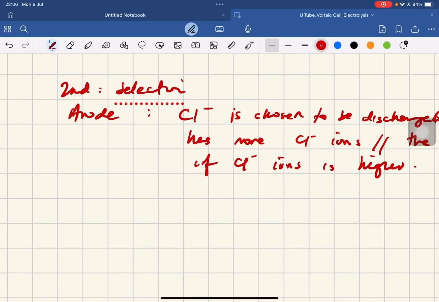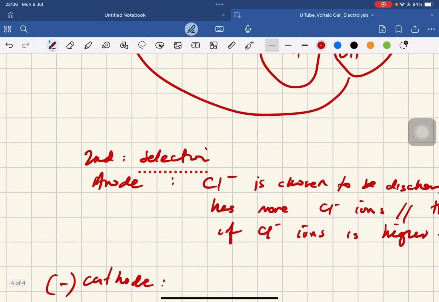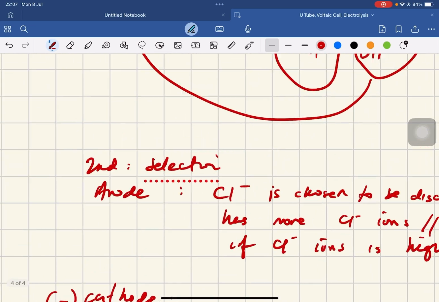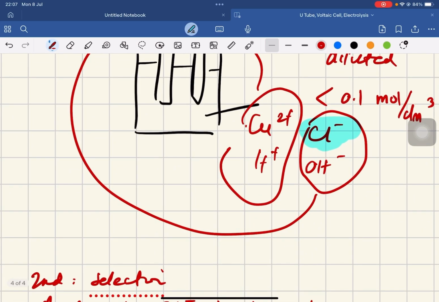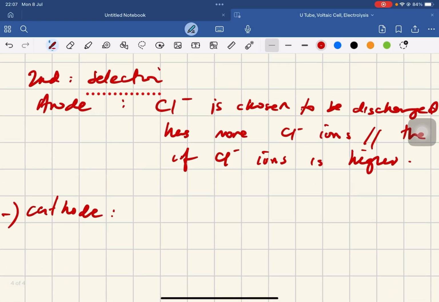Alright, next, cathode. At cathode, macam biasa, you're going to look for the one yang lagi positif. Sebab sekarang, cathode ni kan negatif terminal, so between Cu2+ dengan H+, dia akan pilih yang, opposite attract. So mana yang lagi positif, opposite attract. So kalau dia negatif terminal, dia akan attract yang positively charged ion. Okay, now kalau you tengok, Cu2+ akan discharge. Okay, please refer to page 24.